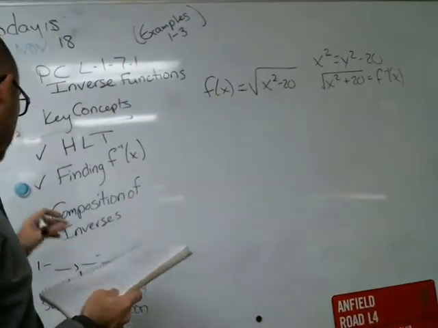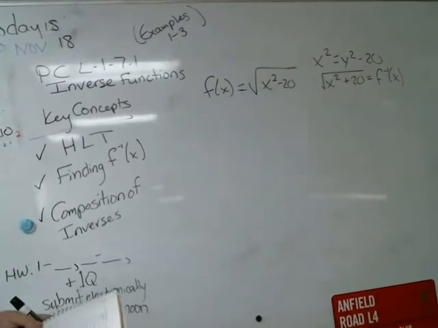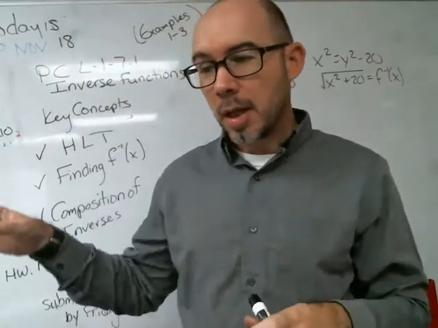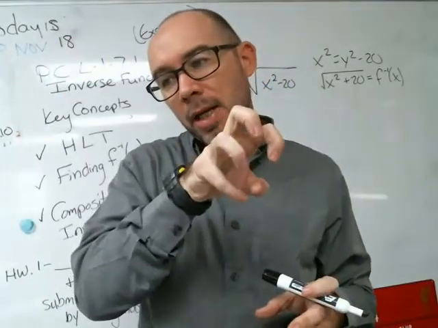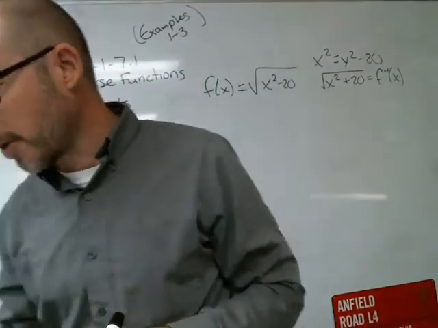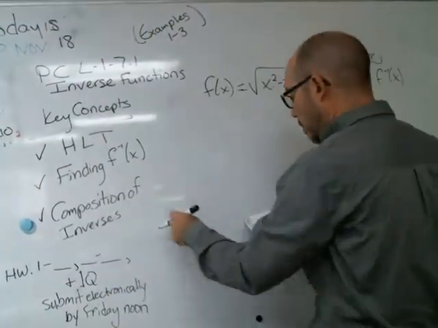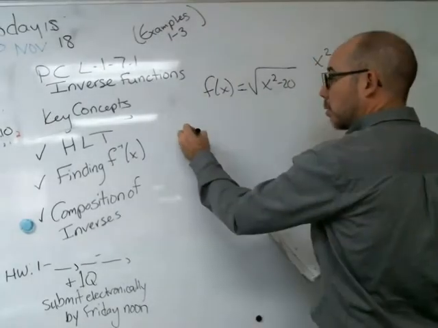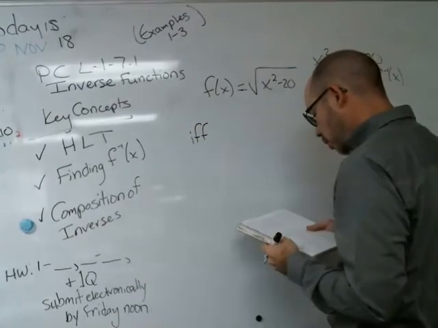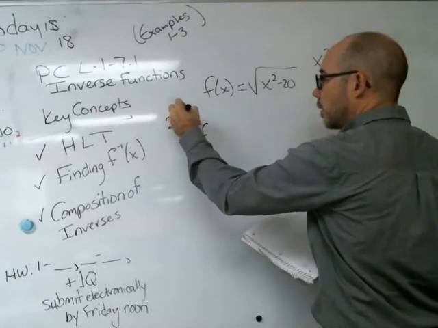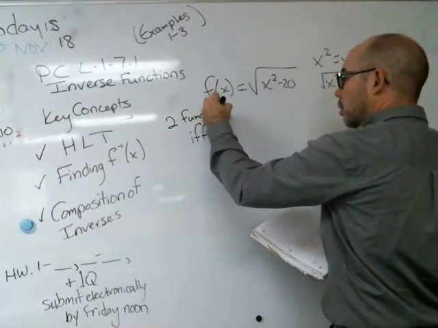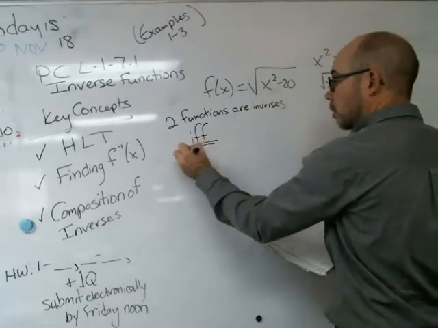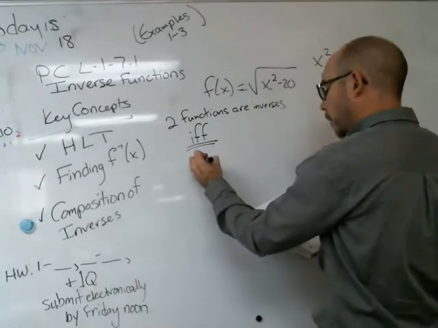Let's see. I've got a third thing, composition of inverses. All right, this is an important thing. We've already done compositions, right? We've said, let's take this formula and plug it into the other one and put them together. So this third thing here, composition of inverses, says that if and only if, which in math we write as iff, two functions are inverses if and only if you can do both of these things.